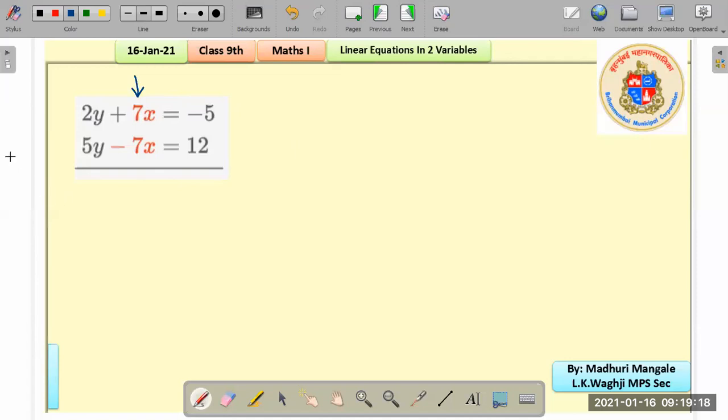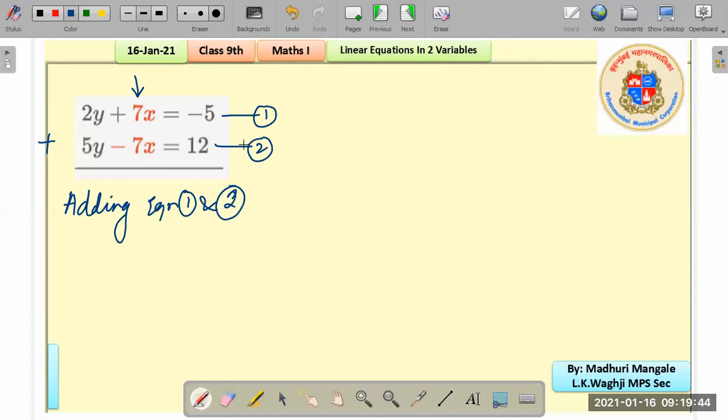What should be done? Should we add or should we subtract so that 7x and minus 7x gets crossed out? If we add, it will become 0. If we subtract, it will become 14x. So clearly we need to add. So adding equation 1 and equation 2, what do we get? This is equation 1, this is equation 2. We are going to add these two equations, and I guess you all can try this out with me.